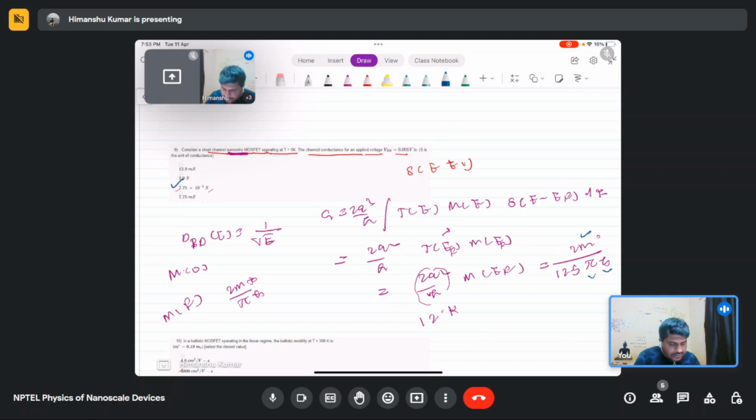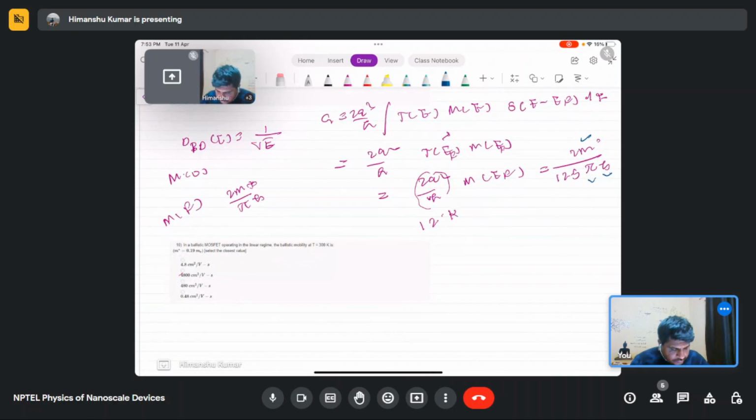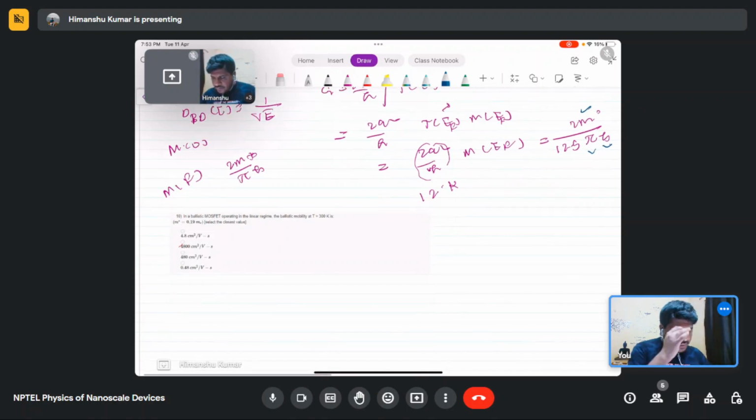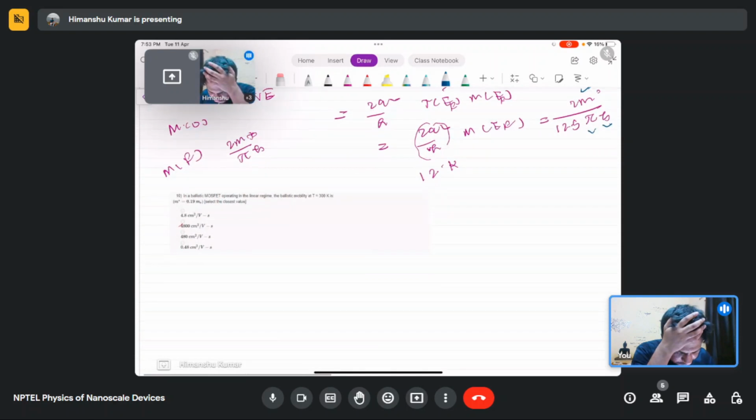the correct answer is C, the third option. So the correct answer will be the third option.